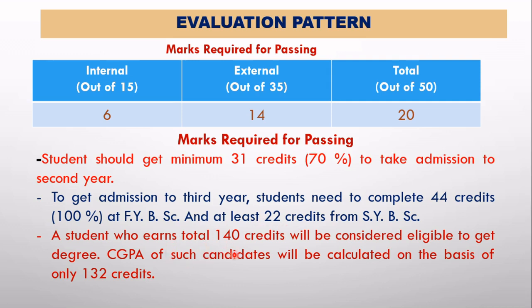A student who earns a total of 140 credits will be considered eligible to get a degree. CGPA of such candidates will be calculated on the basis of only 132 credits. So as we know, 132 regular credits and 8 mandatory credits become 140 credits. But the CGPA or the total result percentage grade will be calculated according to 132 credits only.